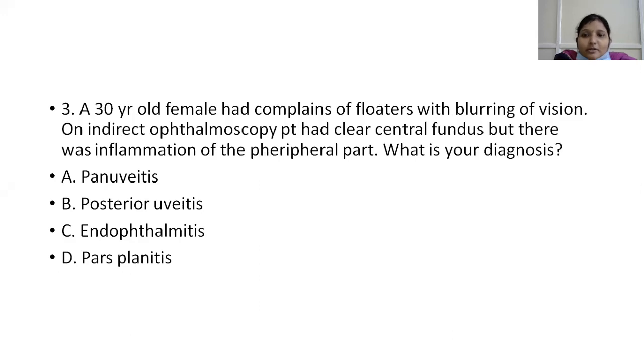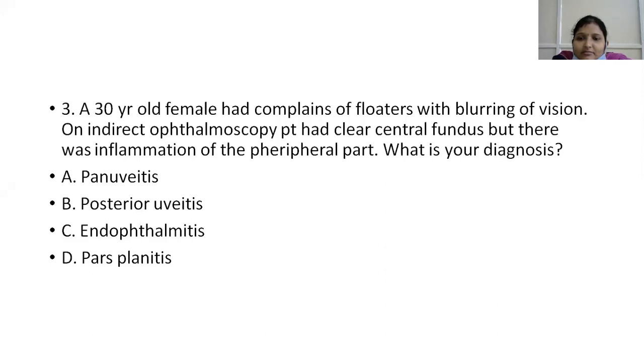Very good. So the next question. A 30-year-old female had complaints of floaters with blurring of vision, and on indirect ophthalmoscopy, the patient had clear central fundus. Okay. But there was inflammation of the peripheral part. So what is your diagnosis? So read the question carefully. It is either panuveitis, posterior uveitis, endophthalmitis, or pars planitis. So what is your answer? Floaters are present and central fundus is clear. Only the peripheral part is inflamed. So what is that called?